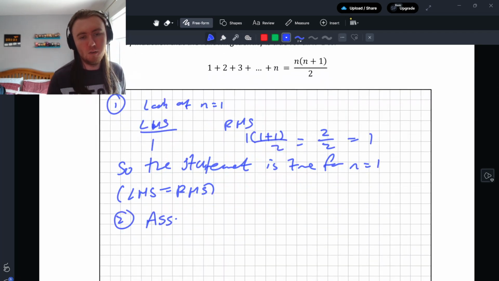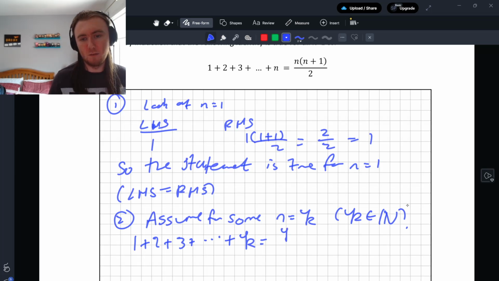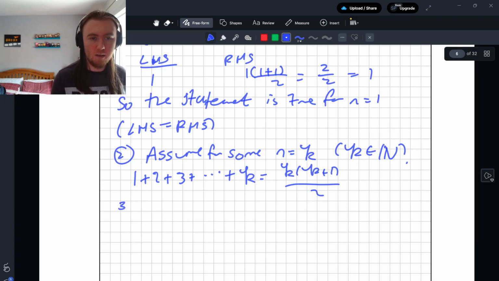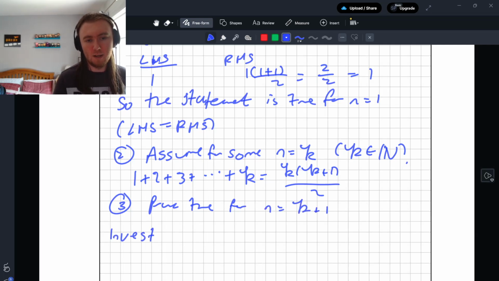Next, we're going to assume for some n equal to k, where k is a natural number, that 1 plus 2 plus 3 plus up to k is just summing in the formula, so k times k plus 1 over 2. Then we just need to prove it true for n equal to k plus 1. So we're just going to investigate 1 plus 2 plus 3 plus dot dot dot plus k plus 1.